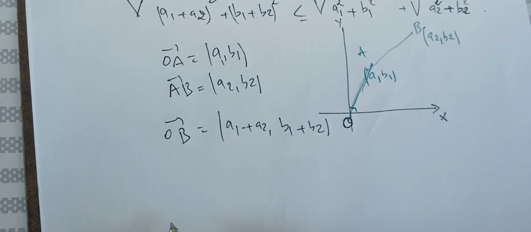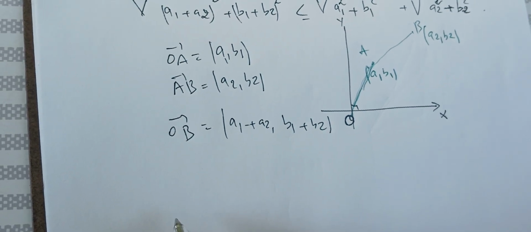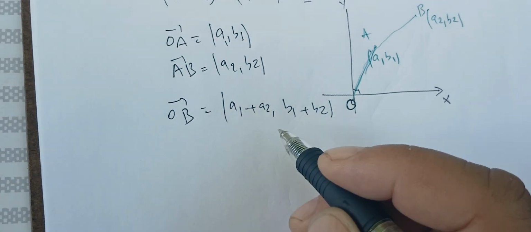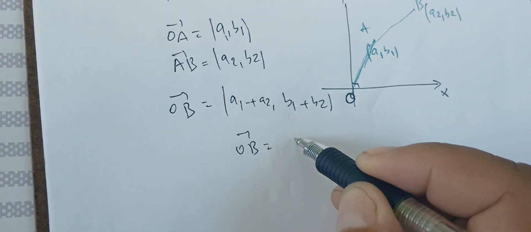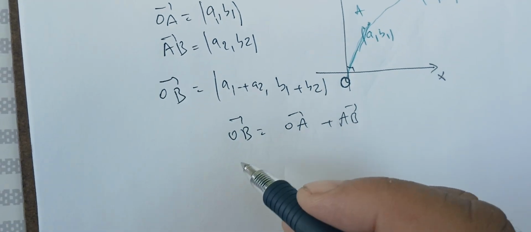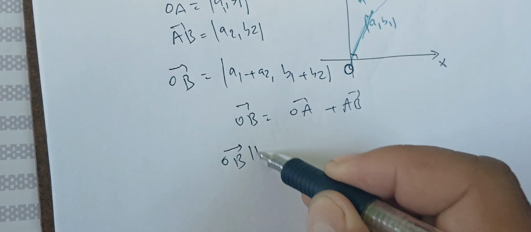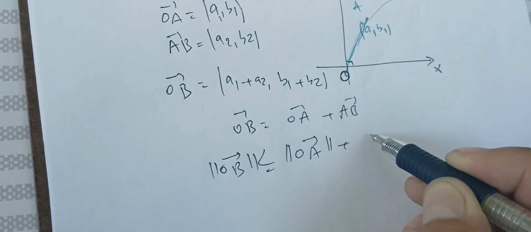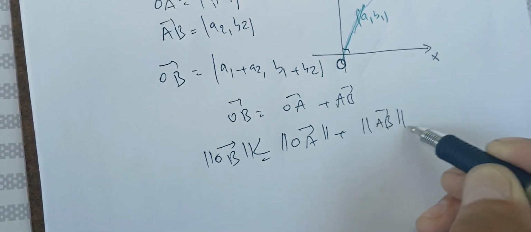Now we see that we can use the triangle inequality. We have OB is OA plus AB, and therefore the norm of OB is less than or equal to the norm of OA plus the norm of AB.